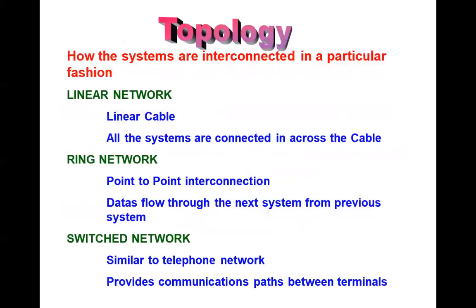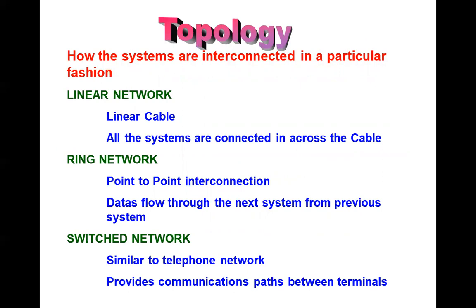So topologies used here are: how the systems are interconnected in a particular fashion is determined by the topology. Linear network, ring network, switch network. In the linear network, the cable will be linear, and all the systems are connected across the cable.